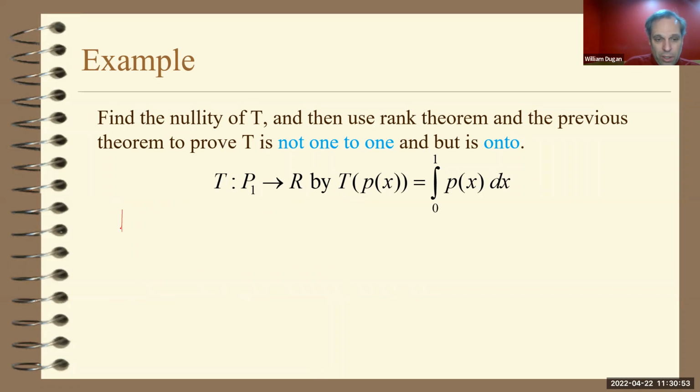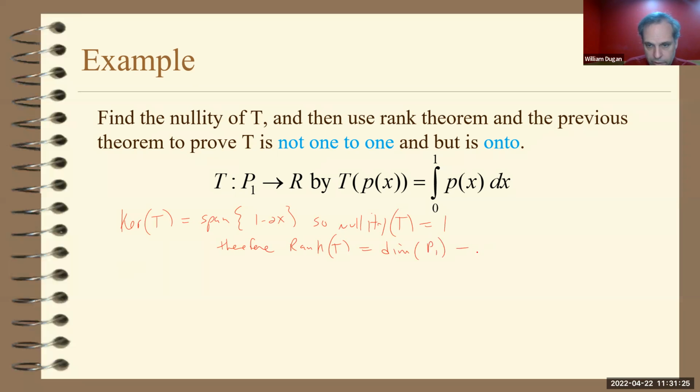We've computed it before. So the kernel of T was just the span of the vector 1 minus 2x. So the nullity of T was 1. It requires only one vector in its basis. But then, therefore, the rank of T is equal to the dimension of P1 minus the nullity of T, and that's 2 minus 1, that's 1.